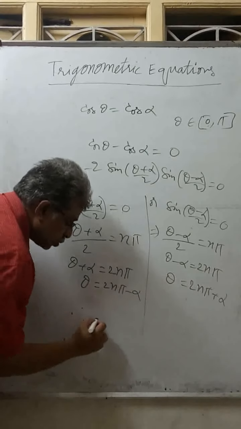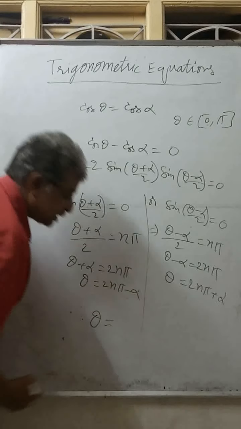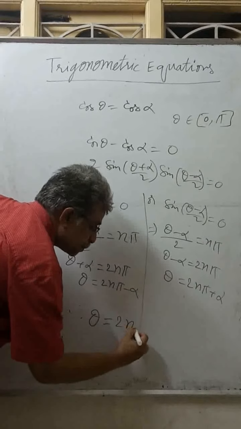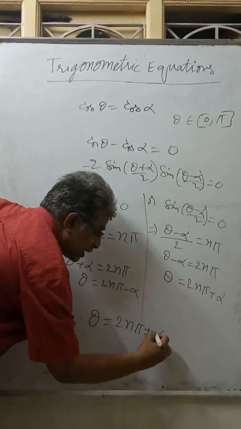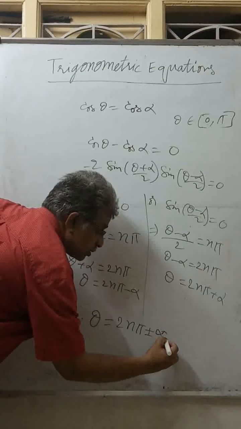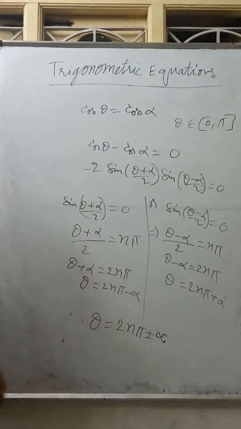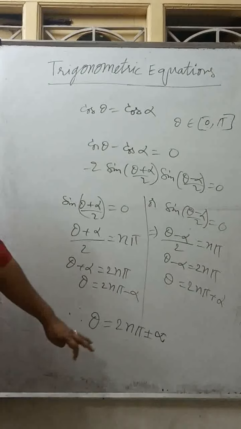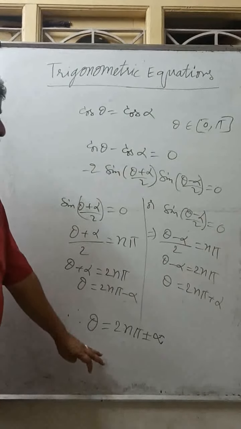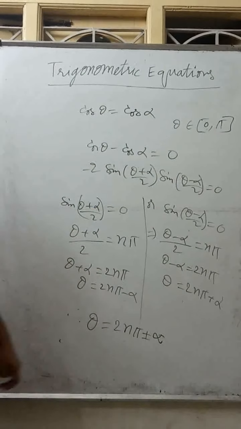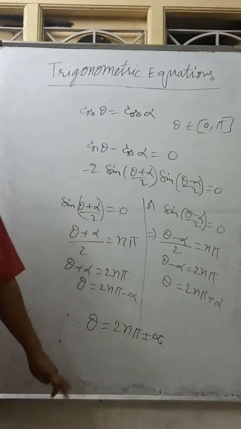Therefore, combining the two, I can write the general solution of cos as theta equal to 2n pi plus or minus alpha. The general solution of cos is theta equal to 2n pi plus or minus alpha. This is how we prove the general solution of cos theta equal to cos alpha.